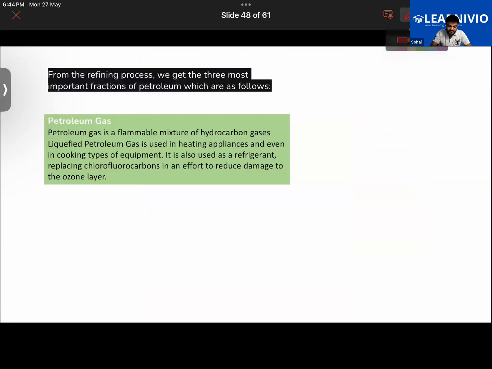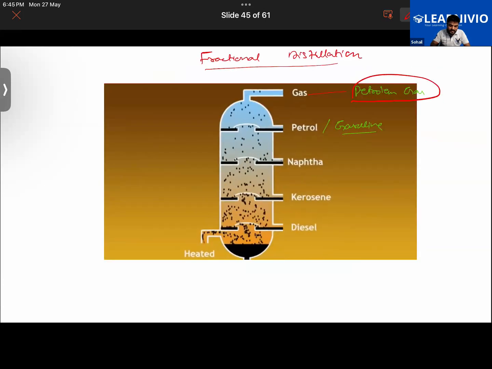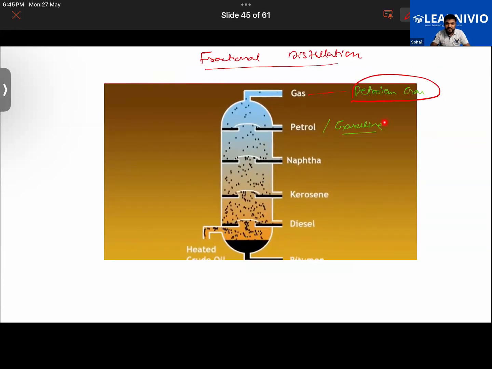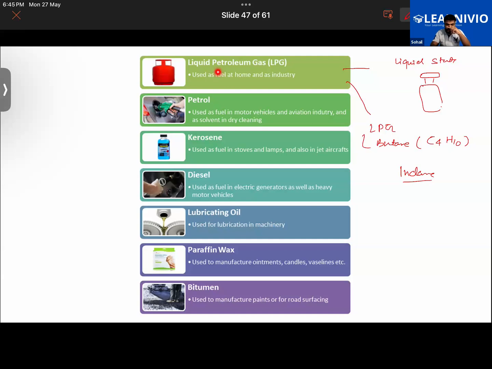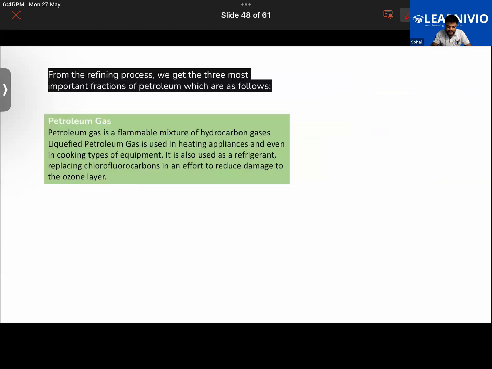Talking about petroleum gas, it's a flammable mixture of hydrocarbon gases, meaning that you can light it, it will catch fire. Liquefied petroleum gas is used in heating appliances and even in cooking equipment. So what happens? This gas that is coming out from over here will be liquefied, and later on we will be using it for the purpose of cooking at home, and in certain cases it is used in industries as well.